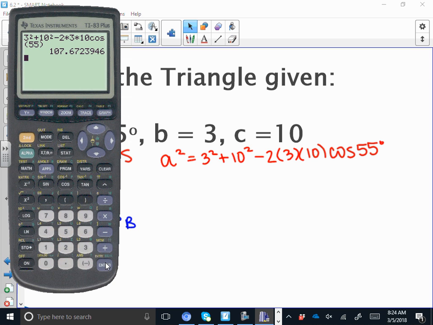Now, a squared equals that number in my calculator and in your calculator. First of all, do you agree with that number on my calculator? You type it into yours. Yes or no? Yeah? Brandon, that's not what you got?